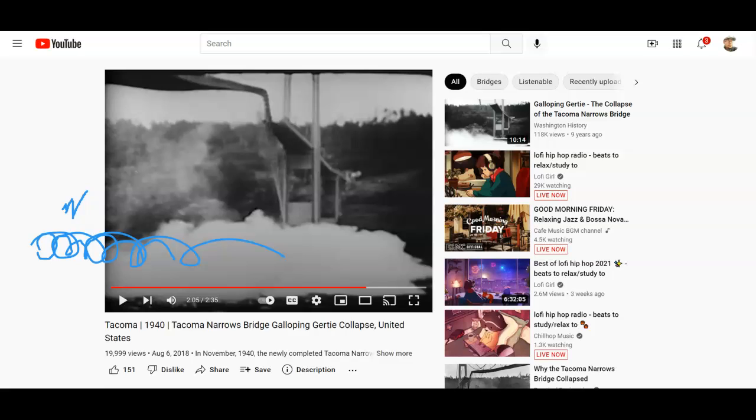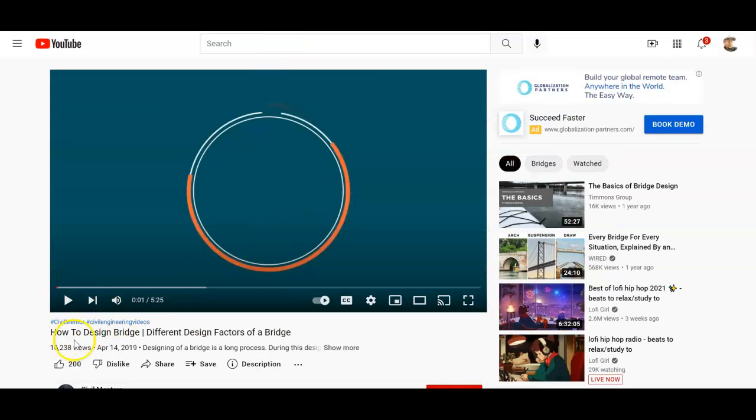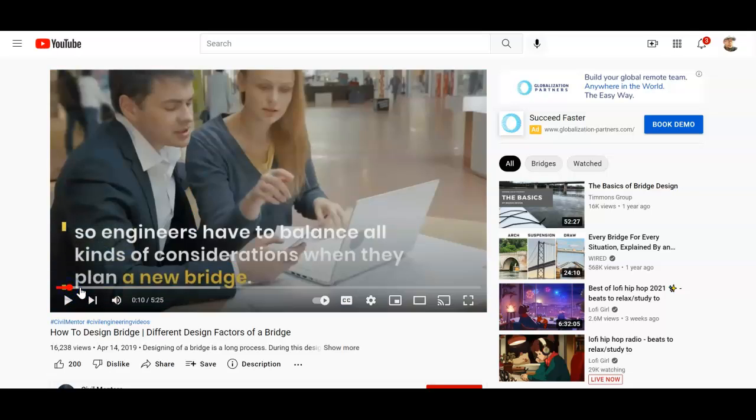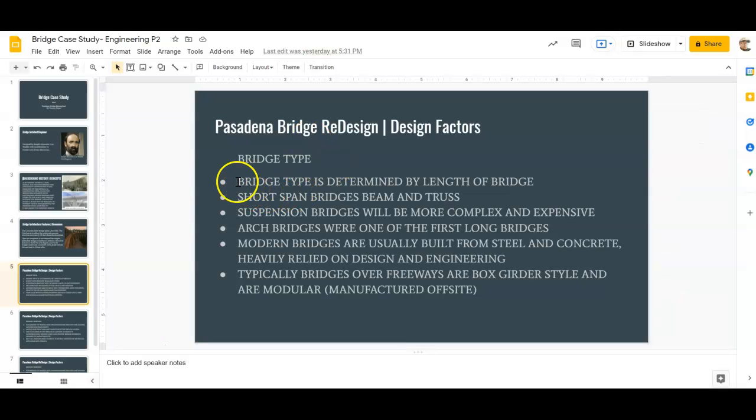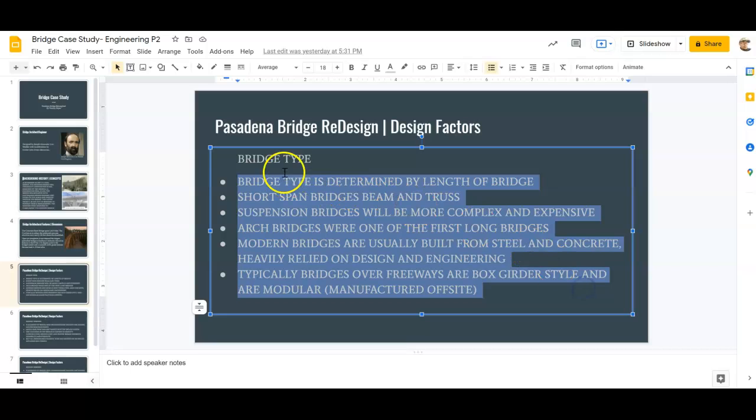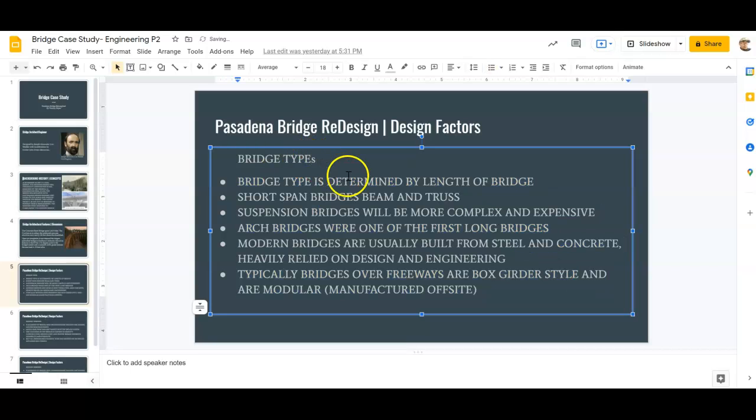So you can imagine why we wanted to fix this. Thousands and thousands of dollars, maybe even millions, was spent on constructing and designing this bridge. Countless hours taken to construct. It all came down because the big bad wolf came and blew this house down. So go ahead and, if you want, watch that video. It's a short video. But this is the main video to watch. This is how to design a bridge, and he will go over design factors of that bridge. And these are the notes that we took from that for bridge types.